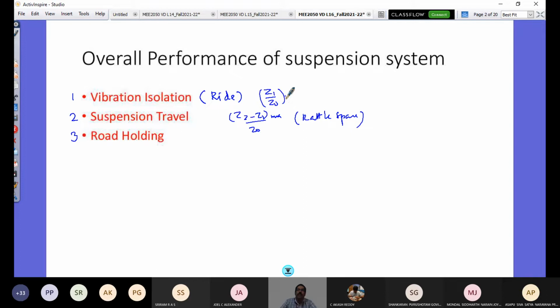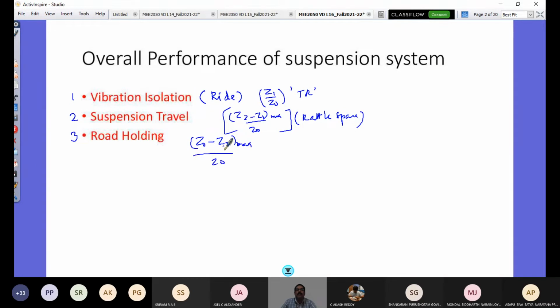So here it is the transmissibility ratio, and here it is the maximum relative displacement of your unsprung mass to the sprung mass for the given road input amplitude, called the rattle space requirement, and then road holding. So when I say road holding, it's again Z0 minus Z2 max by Z0.